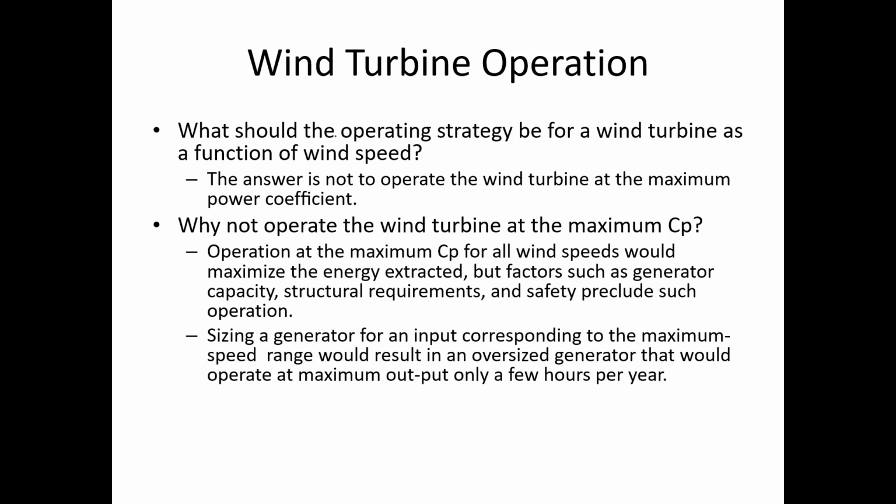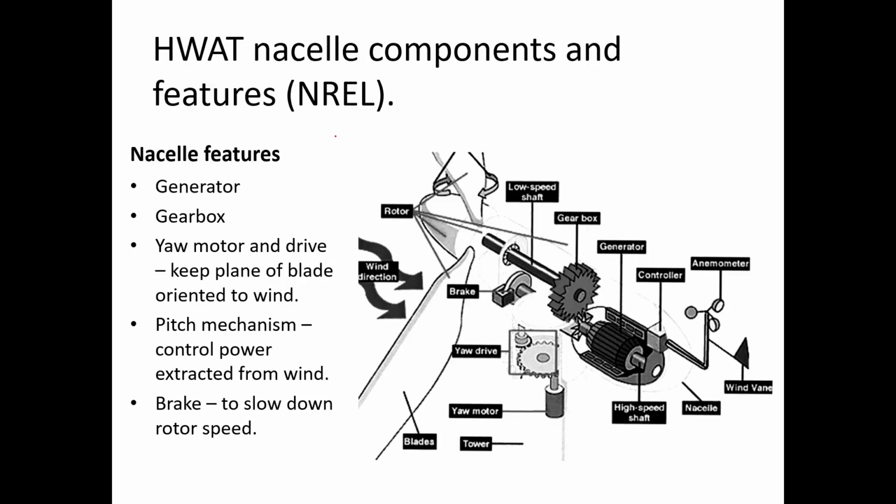Well, there's a few answers to that question. One is that operating at that maximum power coefficient for all wind speeds would, of course, maximize the energy extracted, but factors such as generator capacity, structural components, and safety would be an issue. And also, sizing a generator for an input corresponding to the maximum speed range would result in that generator being oversized for the majority of the year, and you would only actually be using the maximum capacity of the generator for the short time that those maximum wind speeds are occurring. We're going to look a little bit more into that in the next several slides.